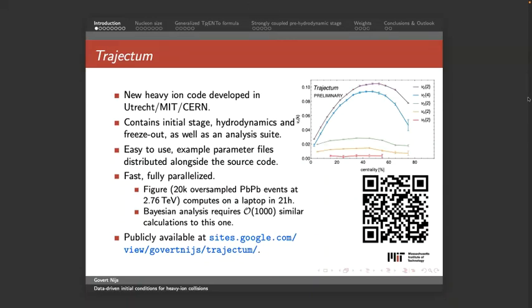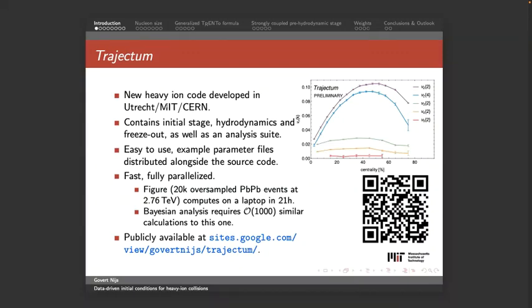We did both of these works with Projectum, which was developed at first at Utrecht, and then I moved to MIT, and Wilke moved to CERN. And in September, I'll be moving to CERN. It contains basically all of the components that you need, except for the afterburner, inside a single executable. So the initial stage, the hydrodynamics, and the freeze out are all done automatically.